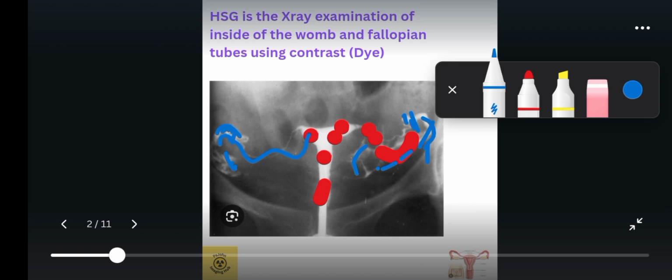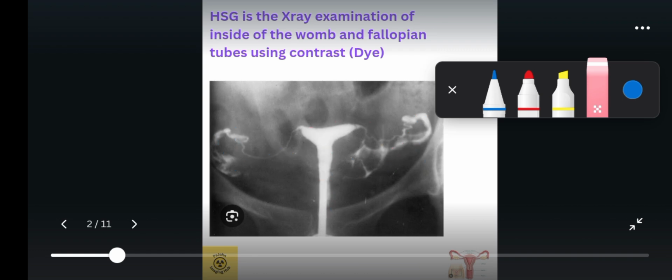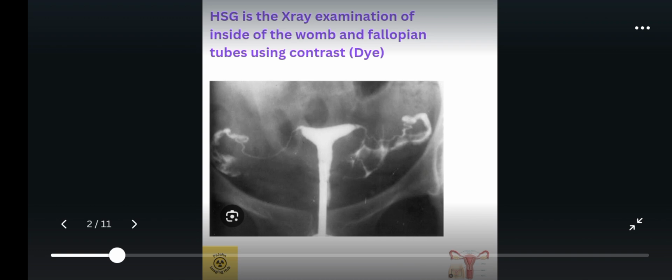So the contrast or dye helps us to see the inside of this womb, this white thing, and how it shows the tubes and then flows out of the tubes. This is a normal HSG. It shows us that the womb is fine and the tubes are open. This is how an HSG image looks.